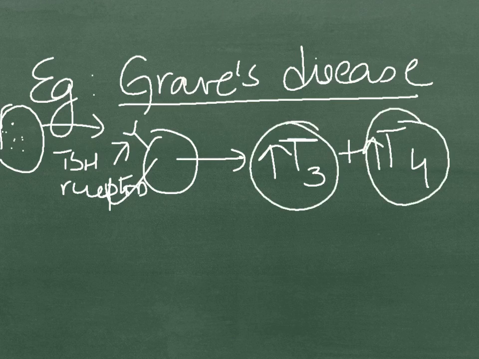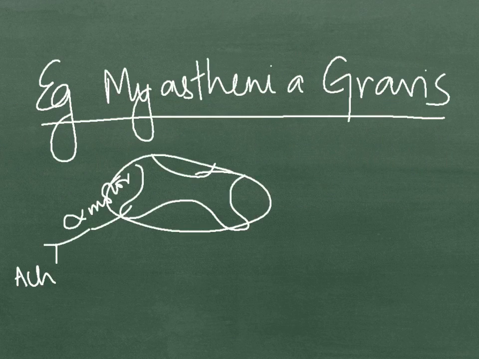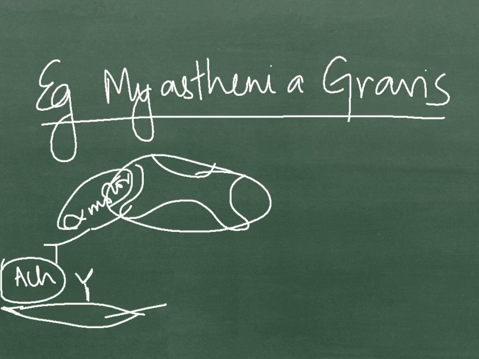Another example is myasthenia gravis. Here in the section of a spinal cord, the alpha motor neurons produce acetylcholine, for which the muscles have specific cholinergic receptors. In this disease, autoimmunity takes place where autoantibodies are formed and then they bind to the acetylcholine receptors of the muscles, leading to the clinical symptoms of muscle weakness and paralysis.